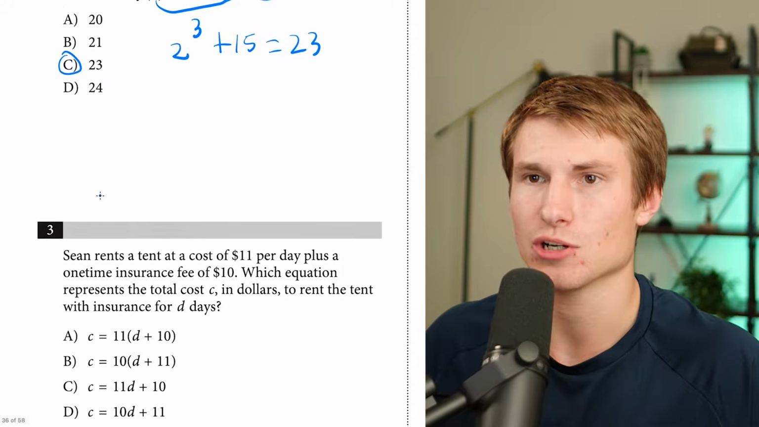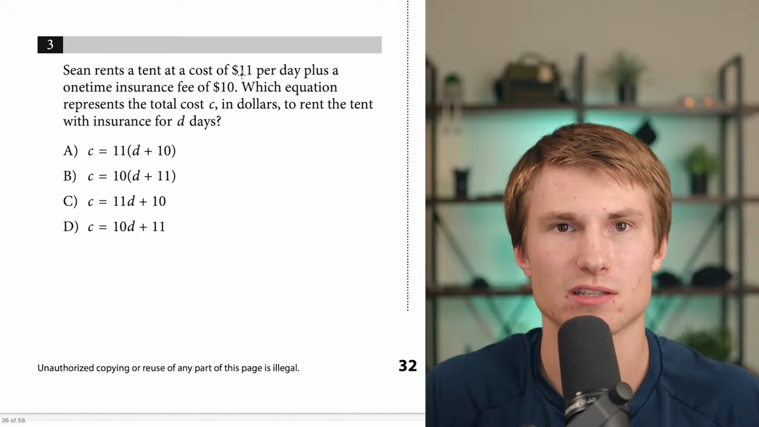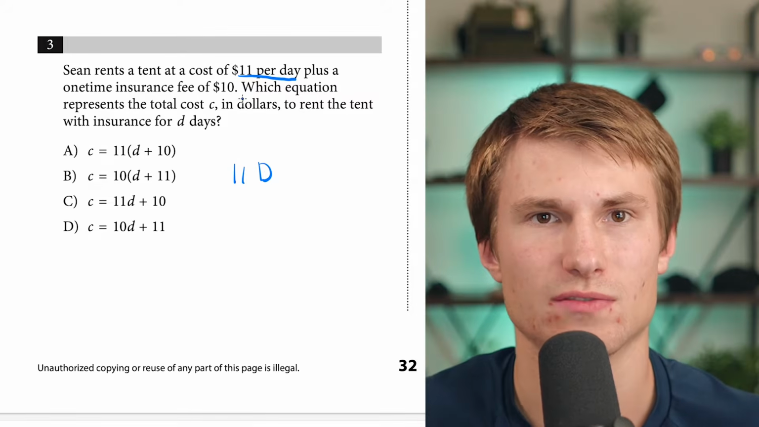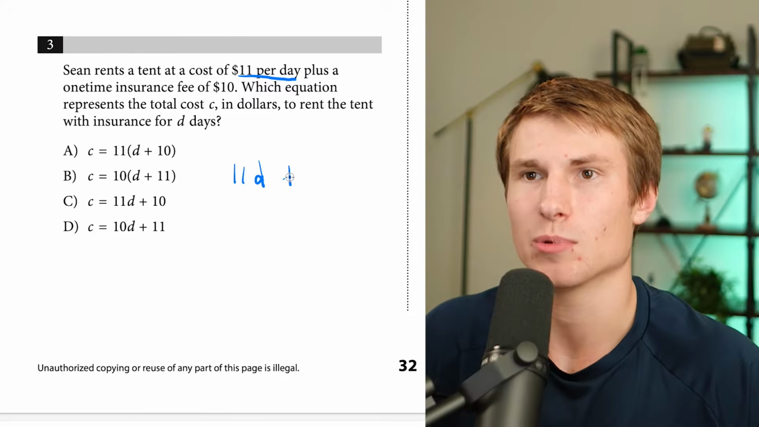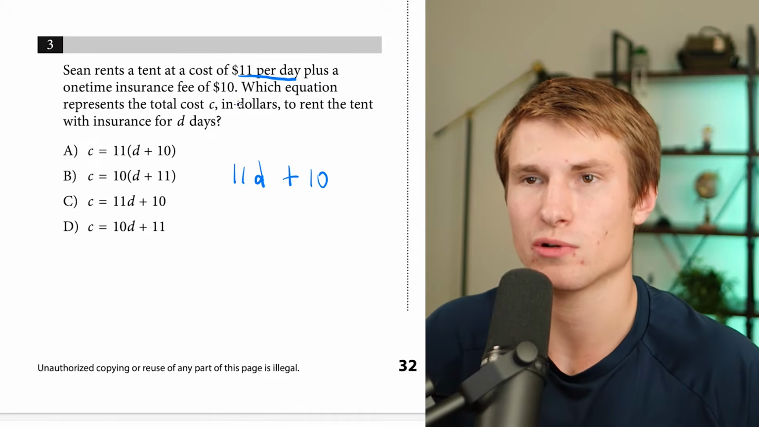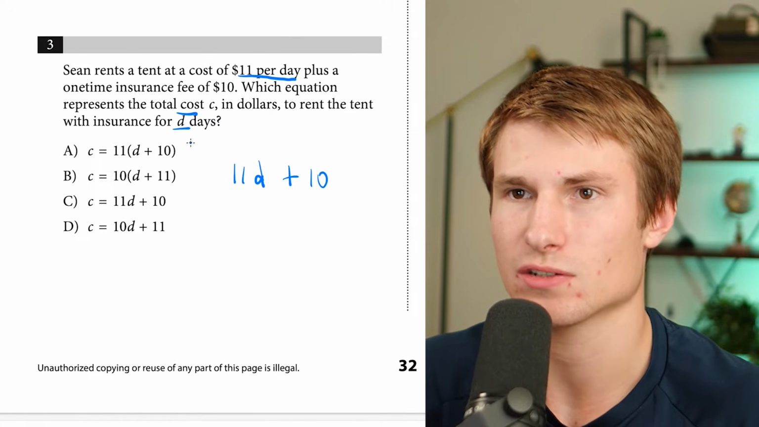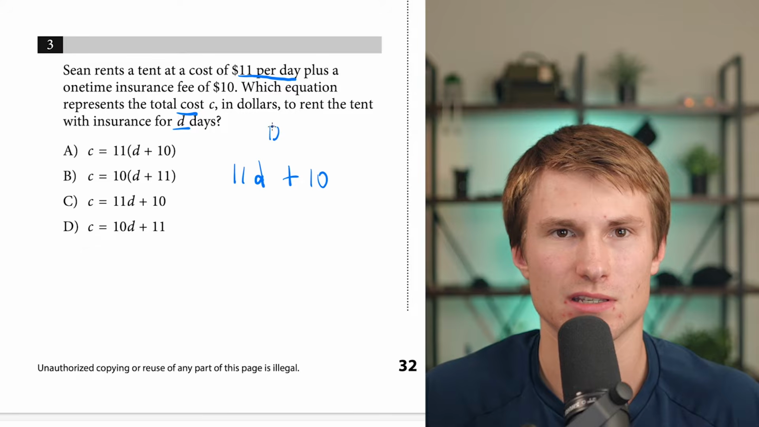Moving on to question number 3. Sean rents a tent at a cost of $11 per day plus a one-time insurance fee of $10. So I'll write that d, actually lowercase, plus an insurance fee of $10. Which equation represents the total cost, C, in dollars to rent the tent with insurance for d days? I want to use a lowercase d because if I do an uppercase D, it looks like a 0.